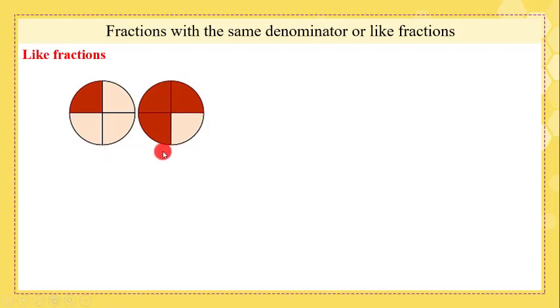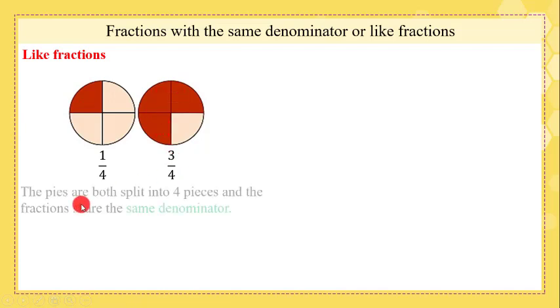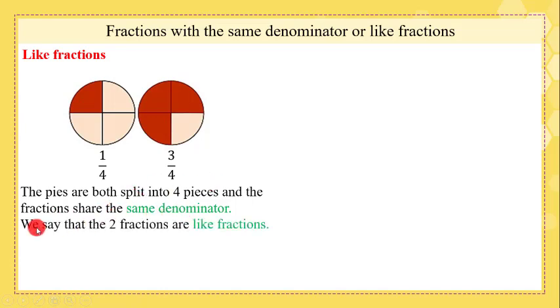Let's take two pies of the same size and divide them into the same number of parts. The fraction that represents the dark brick color in the first pie is 1/4, and the fraction that represents the dark brick color in the second pie is 3/4. The pies are both split into 4 pieces and the fractions share the same denominator. We say that the two fractions are like fractions.